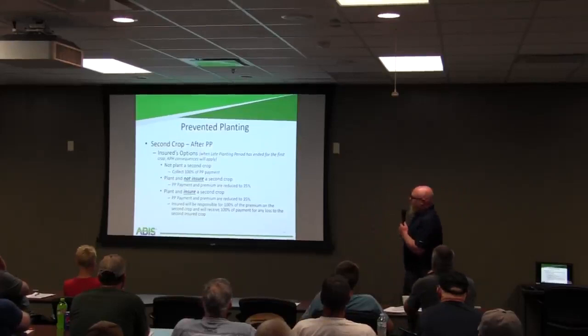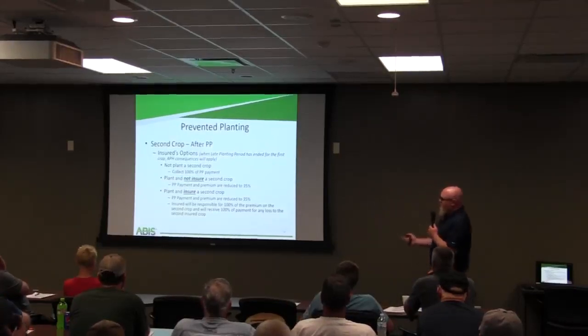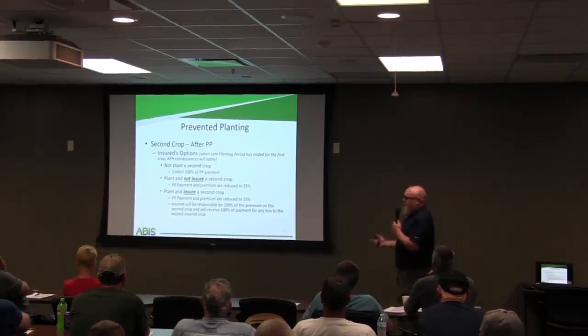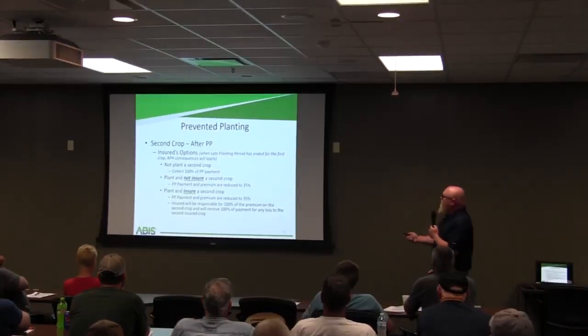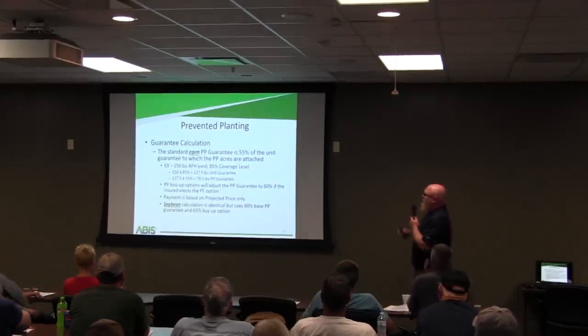Again, your preventive plant payment and premium are reduced to 35%, and you're going to be responsible for 100% of the premium on your second crop, and then receive 100% of the payment for any loss on that second crop. So here's just a quick example of how the guarantees are calculated.